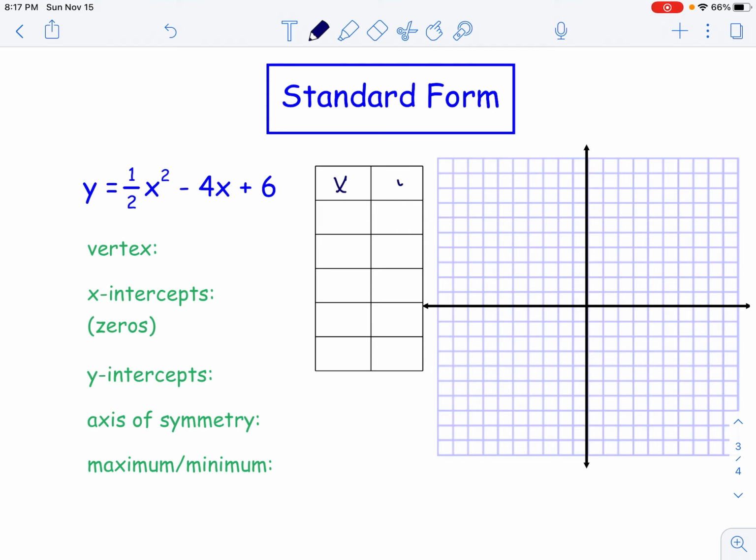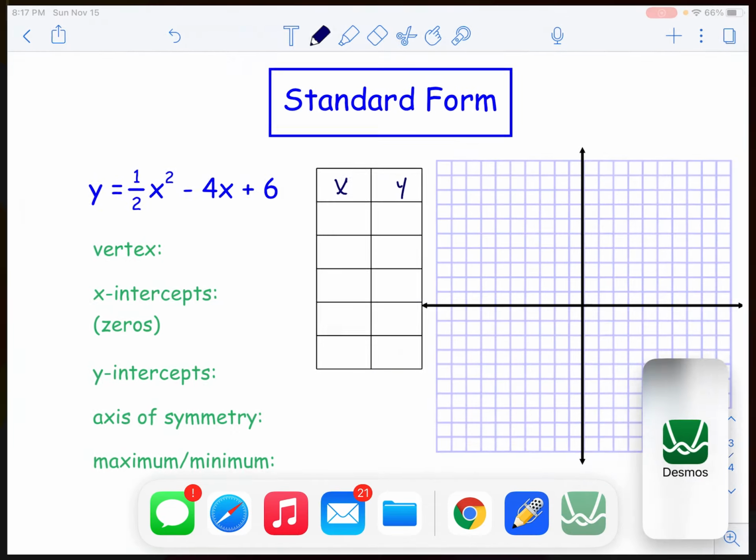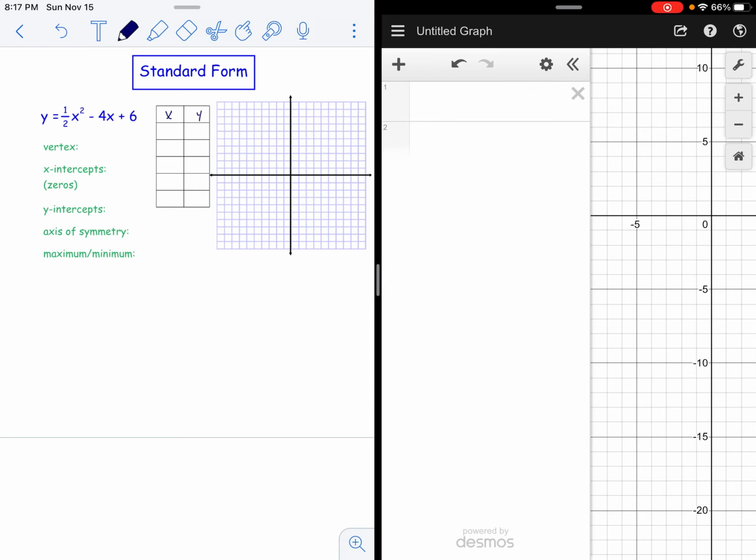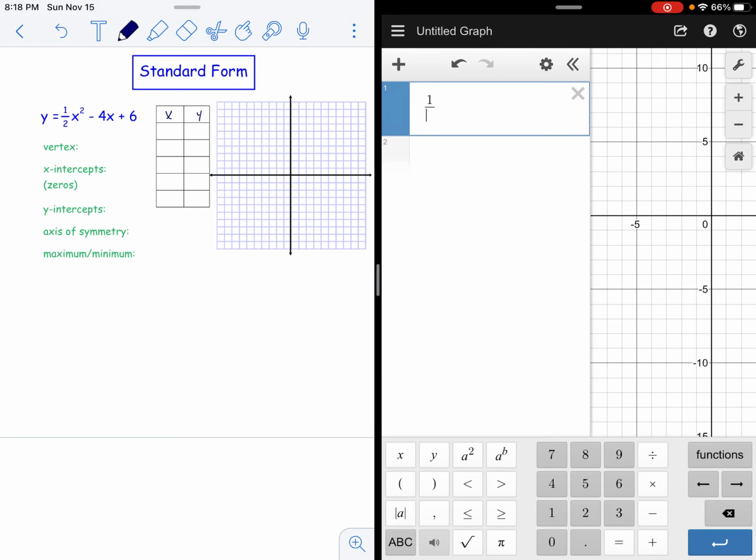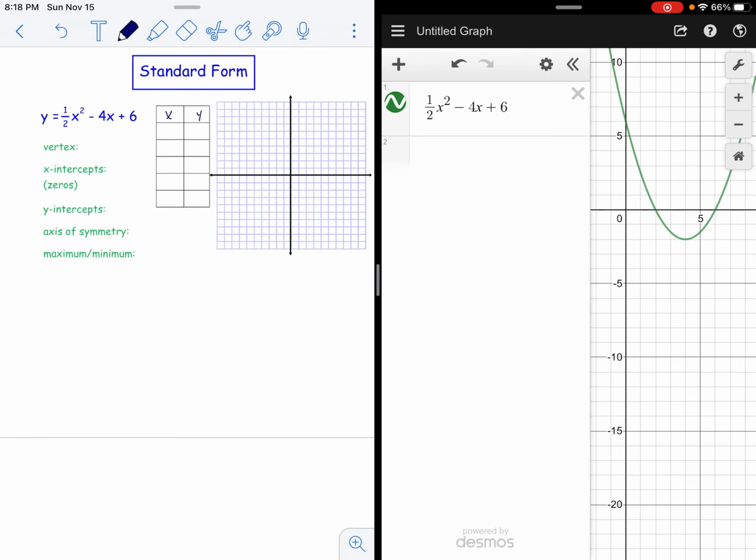So let's make a table. And this time, we're going to let Desmos help us with that table. So let's pull that back up again. And I'm going to type that in. So it's going to be 1 half, 1 divided by 2, and then you just hit the right arrow, x squared minus 4x plus 6. All right, so I've got the equation typed in. There is my vertex at 4, negative 2. And then what I want to do, if that's my vertex, I want to pick a couple around there. So I'm going to do 3 and 2, and then 5 and 6.